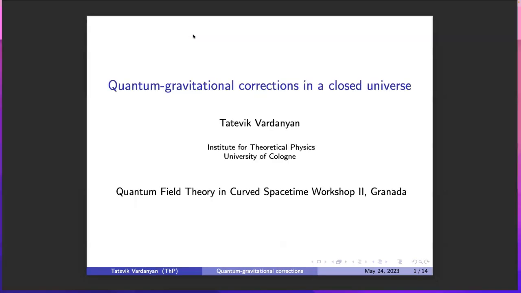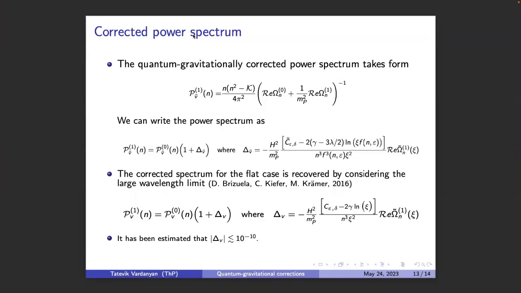So now let's see what kind of corrections we get for the power spectrum. The power spectrum for the quantum-gravitationally corrected case will be given by this. After substituting and solving the equations and substituting the values of omega n0 and omega n1, we can write it like this. So we have the uncorrected power spectrum times 1 plus this small contribution from quantum gravity, which is given by this.